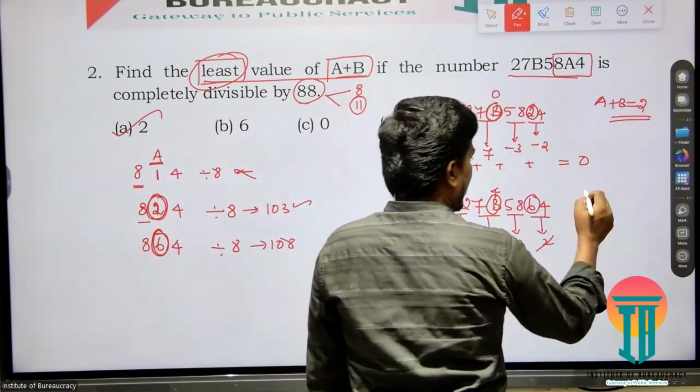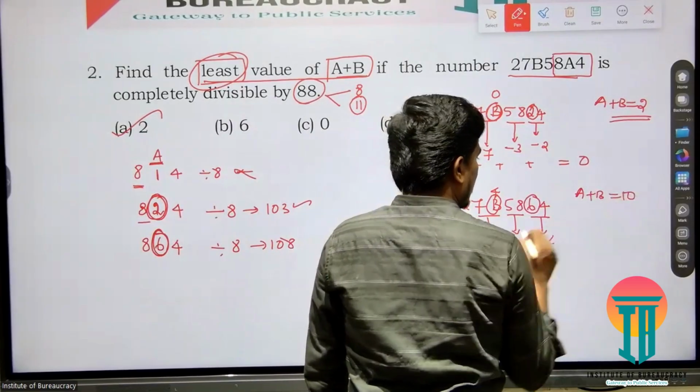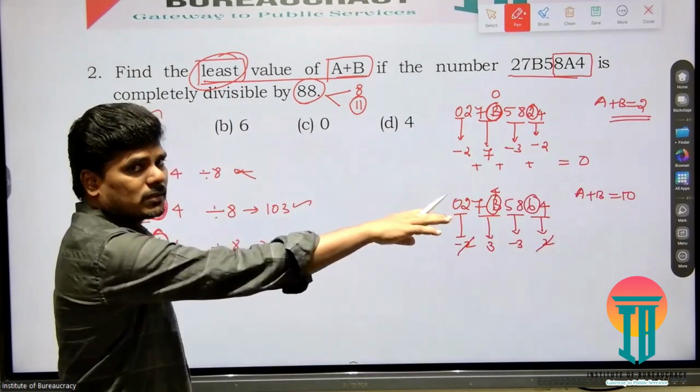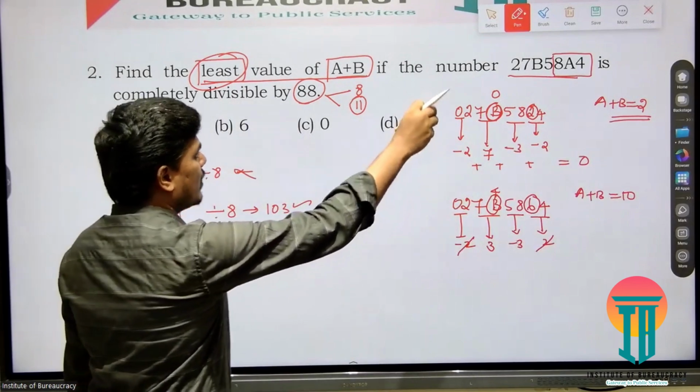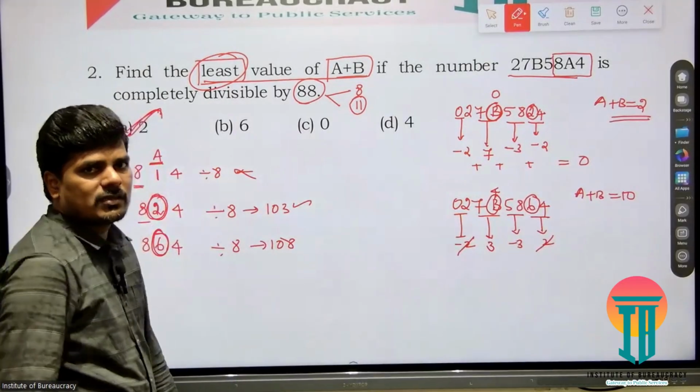Then if you add the A and B values, A plus B is going to be 6 plus 4, which is 10. But 10 is not there in the options. So that means the least possible value for A plus B is 2. That's it. This is the answer for this question.